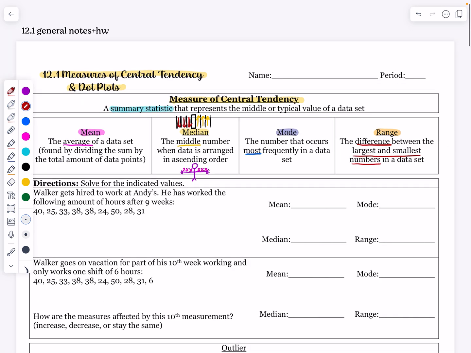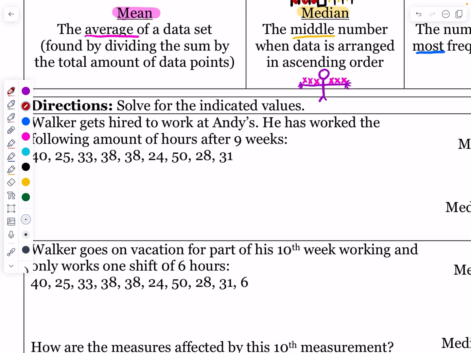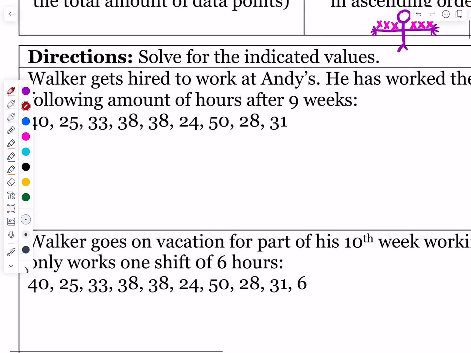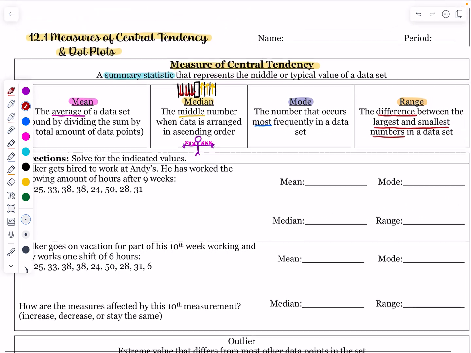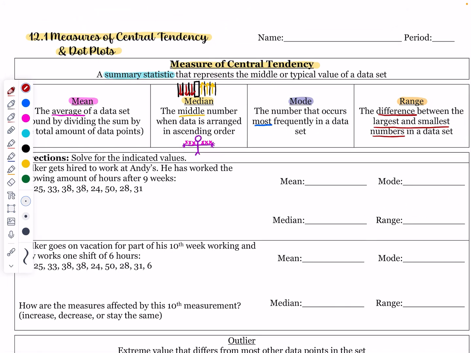All right, so mean, median, mode, and range. All of these words are familiar to you, but we're going to start talking about their impact when you add different pieces of data. So let's just start with a review from middle school. It says solve for the indicated values, mean, median, mode, and range. So it says, let me move this piece up.